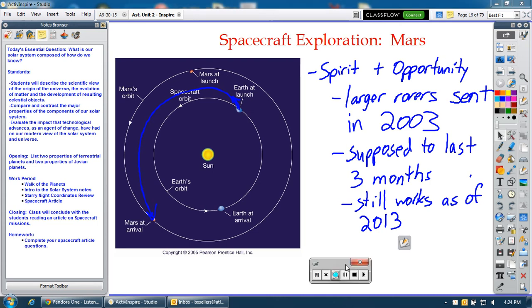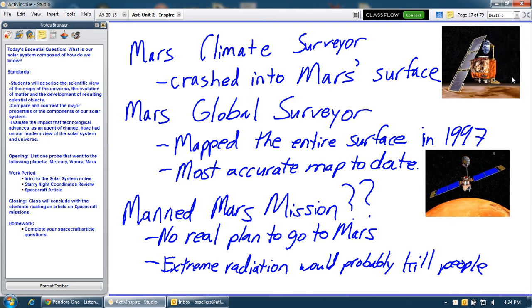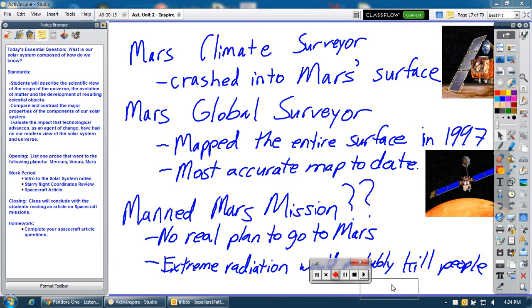We sent the Spirit and Opportunity, which are larger rovers than the Sojourner, thereby less likely to get stuck, in 2003. They're dual rovers. They were built to last about 3 months. The Spirit still works, but Opportunity does not. Died a year ago. That may be backwards. I'm not sure. One of them is alive. One of them is dead.